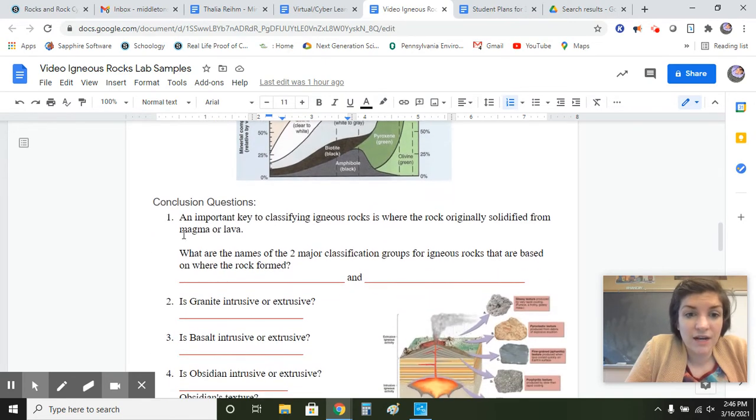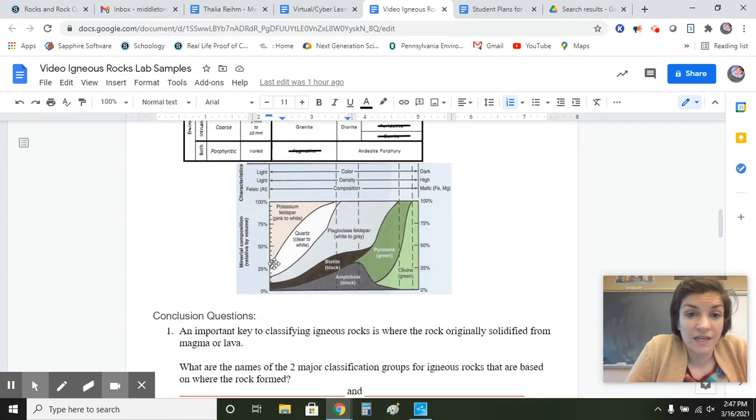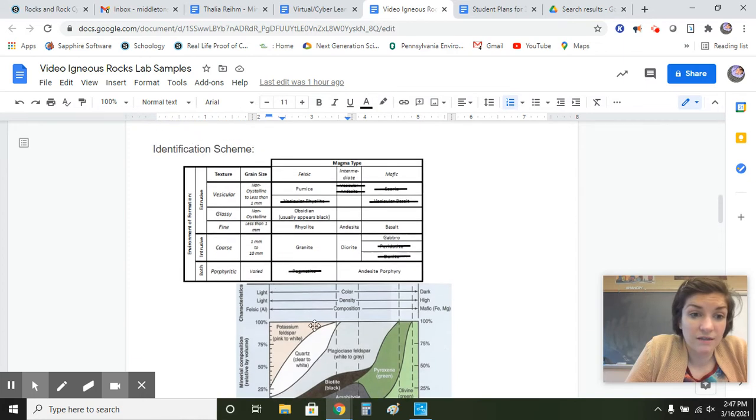All right. You then have these conclusion questions. I am going to read through them just because it's good to take in both visually and auditorily the information. So conclusion question: an important key to classifying igneous rocks is where the rock originally formed from, if it originally solidified from magma or lava. What are the names of the 2 major classification groups for igneous rocks that are based on where the rock formed? Again, if you're not sure, it is up in here.